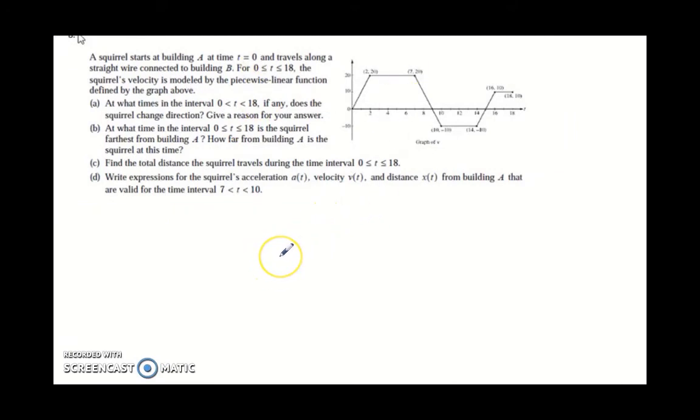Find the total distance the squirrel traveled on the interval from 0 to 18. Well, on my prior work, I found out that the area of this trapezoid is 140. I found out that the area of this trapezoid is 50, and I found out that the area of this trapezoid is 25. So the total distance traveled is the summation of all of those areas. We don't sign them as positive or negative because even though the squirrel is going back towards building A on this interval, he's still traveling a distance. So 140 plus 50 plus 25 is 215.